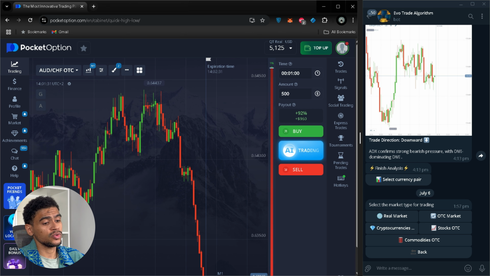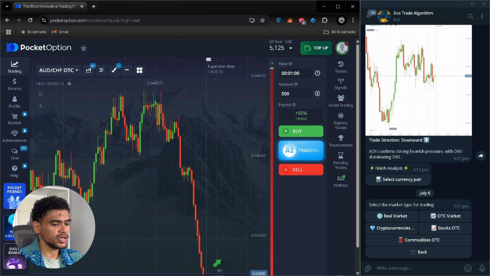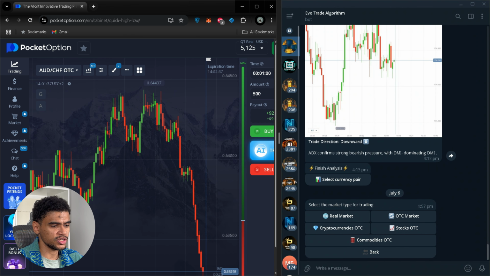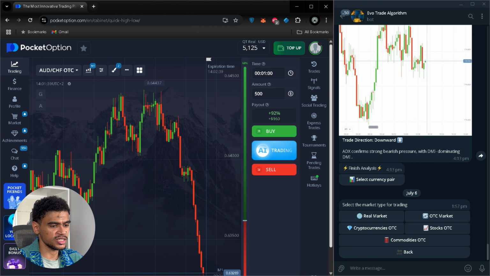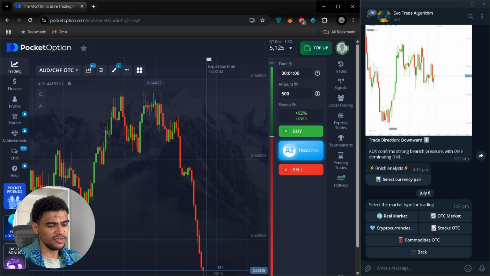All right, so here on the right we have a robot, on the left we have Pocket Option, and I set it up on windows like this, so you can move and increase the size of it, whatever is comfortable for you. But we have access to 5 different markets: real market, OTC market, crypto OTC, stocks OTC, and commodities OTC. I repeat this every single video, and I'm gonna keep doing that.